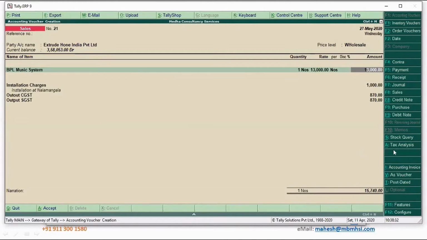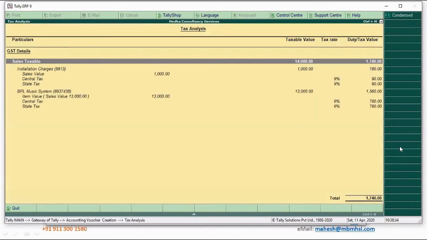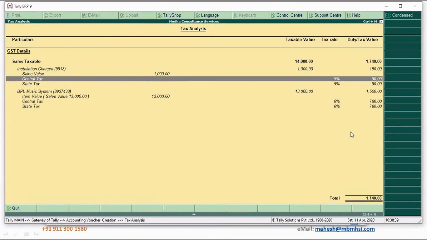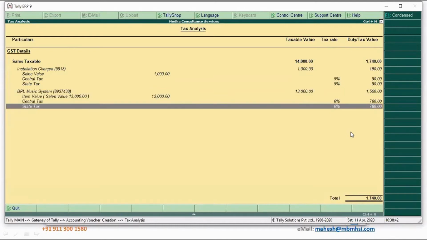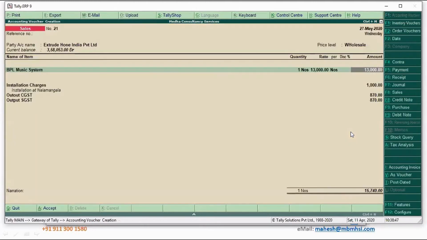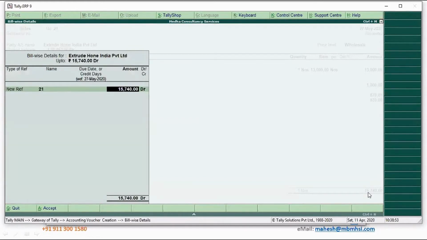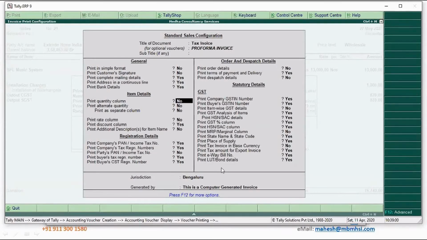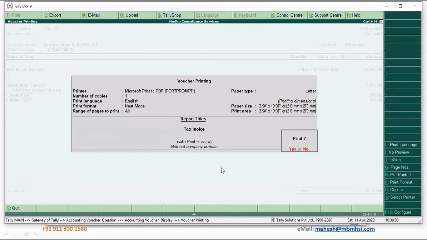Now you could look at the breakup tax analysis. You can see on installation charges, there is 90 plus 90 at 9% and 9%. On the BPL music system, it is at 6% and 6% on 13,780 and 780. So like this, I could make a transaction. If we have both product and service, while printing, again, I can go to this configuration. Since I have a product, I need the quantity details and the rate details. I could just enable these details. And if there are any descriptions for the item also, I could enable that.